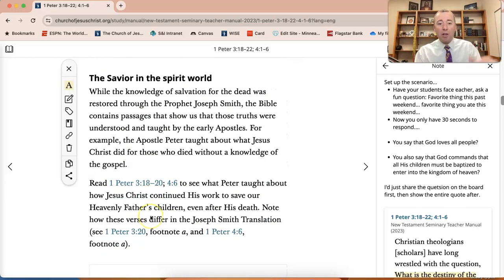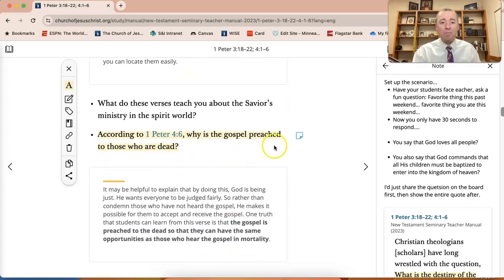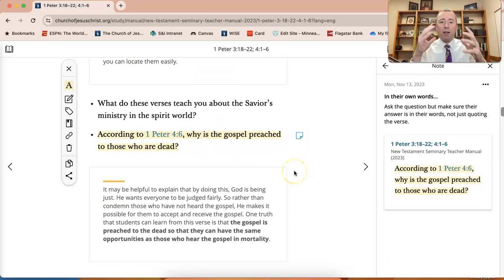The spirit world. We go in to read these verses. Have them mark 1 Peter chapter 4, verse 6 specifically as a doctrinal mastery verse, so that they know we're going to be coming back to that tomorrow as we practice the doctrine. Now, according to 1 Peter chapter 4, verse number 6, why was the gospel preached to those who are dead?